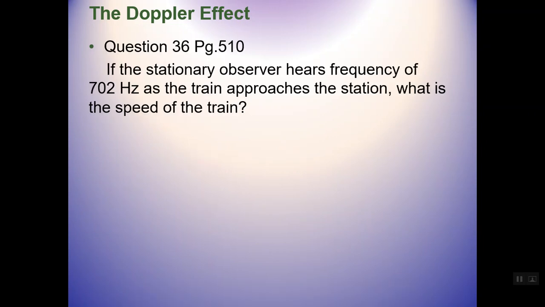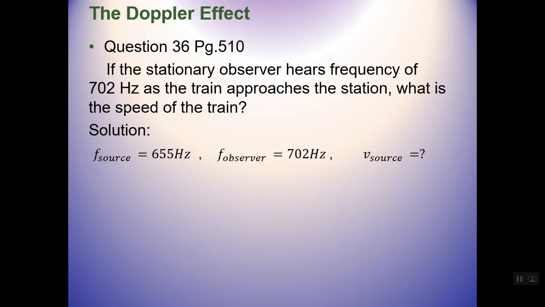Question 36, page 510, is related to this example. If the stationary observer hears a frequency of 702 Hz as the train approaches the station, what is the speed of the train?